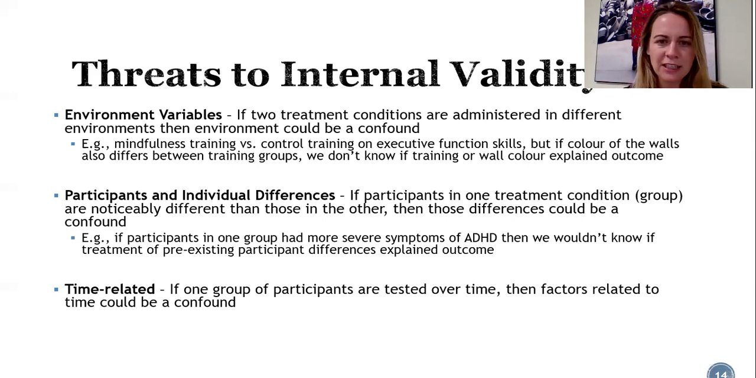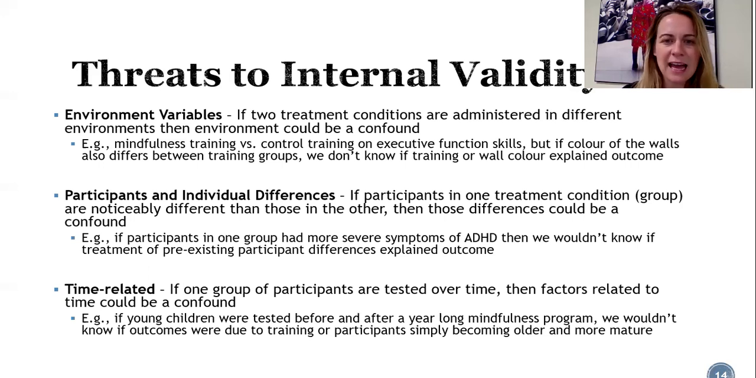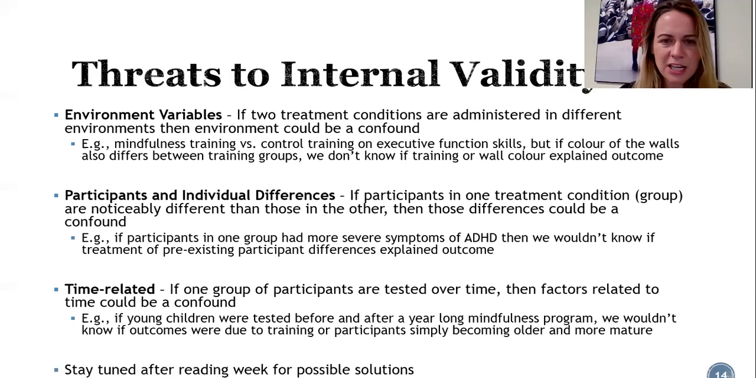If we only had our mindfulness training group and we tested them at the beginning of the year and after a whole year of training, and we found differences between time 1 and time 2, we wouldn't know if it was the training that caused the difference or if something related to time, the fact that the children were a whole year older, could be a confound in explaining the results. So we're going to be talking about this more in future weeks and talking about possible solutions to all of these confounds and possible threats to internal validity.